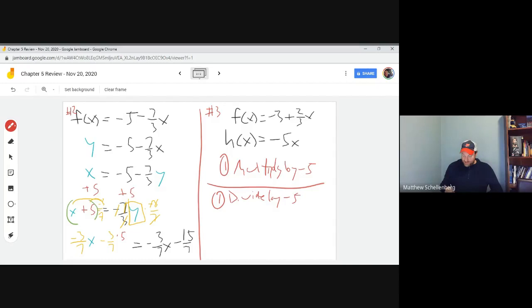And so that would look like this. And so the inverse function of h of x equals x over negative 5. I don't know what this is, but it's not that. It is not that. And so I'm comfortable saying no. These are not inverses of each other.